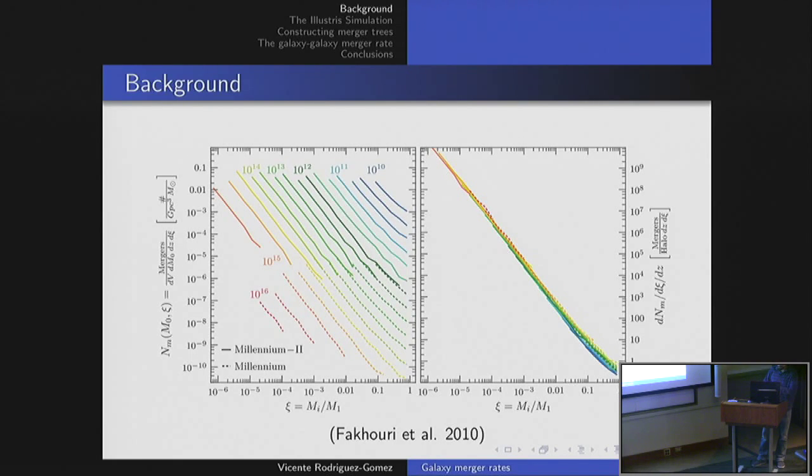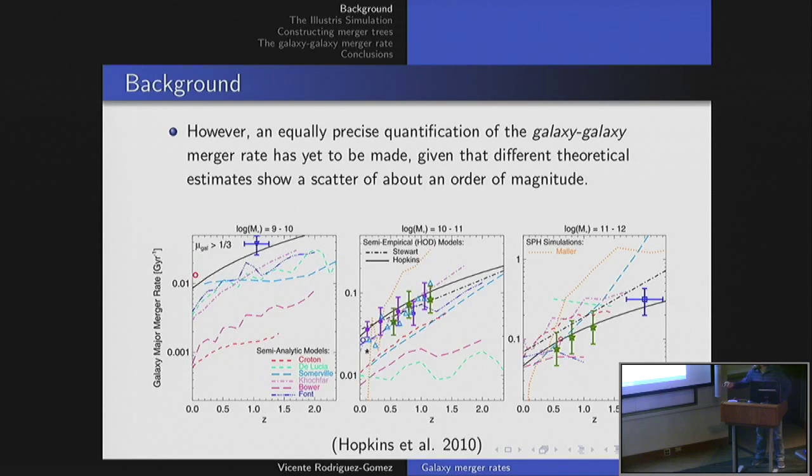Of course, this was dark matter halos. Now look at what happens if you try to do the same with galaxies. Here we're looking at the major merger rate, so considering only mergers with mass ratios of 1 to 4 or larger. So major merger rate versus redshift. There is a lot going on here, but I would only like to point out that the colored lines are different theoretical predictions from galaxy formation models, mostly semi-analytic models, one hydrodynamic simulation. But the scatter is huge. There is about an order of magnitude scatter.